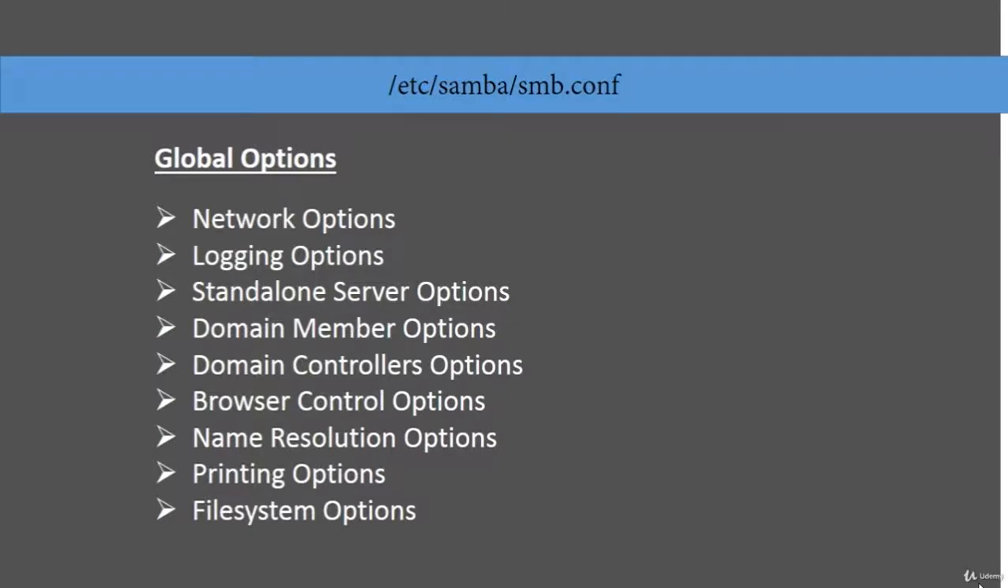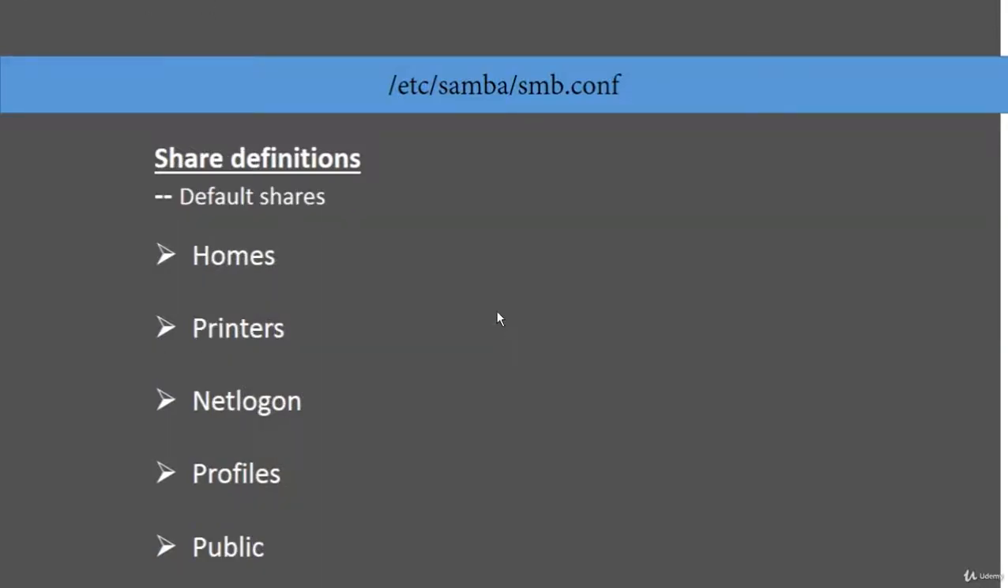File system options. Samba does provide extended file system options, and if you're going to use those file systems, then this section is where you configure them. Okay, now let's talk about the shared definitions. Shared definitions are like the bottom half of the smb.conf file. We're still in the same file.